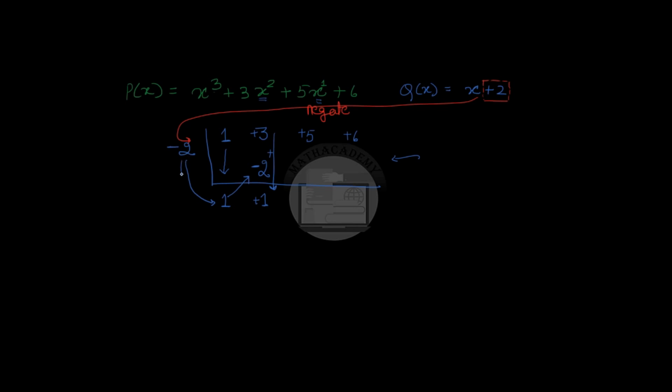Next step is to multiply minus 2 with positive 1. So it gives you a minus 2 again. Then again the vertical addition. So plus 5 and negative 2 gives you a positive 3. Again minus 2 is multiplied with 3 to give you a negative 6. And the vertical addition, plus 6 and minus 6, gives you a 0.